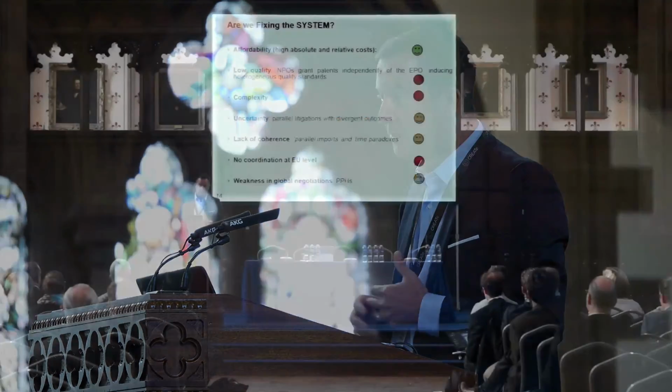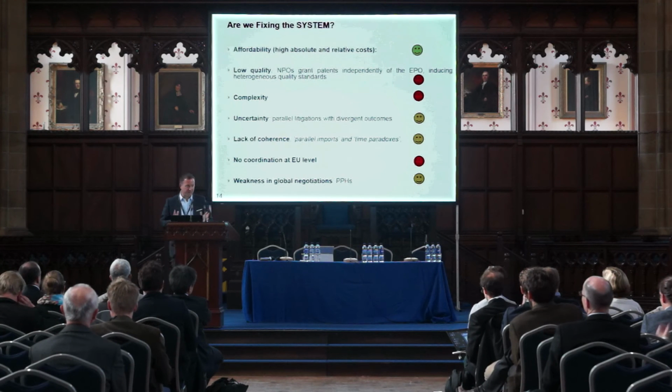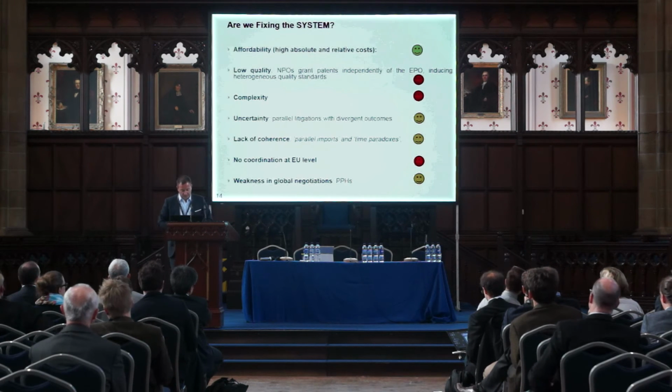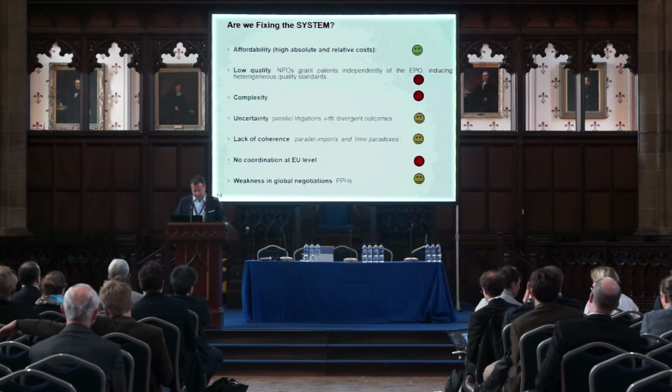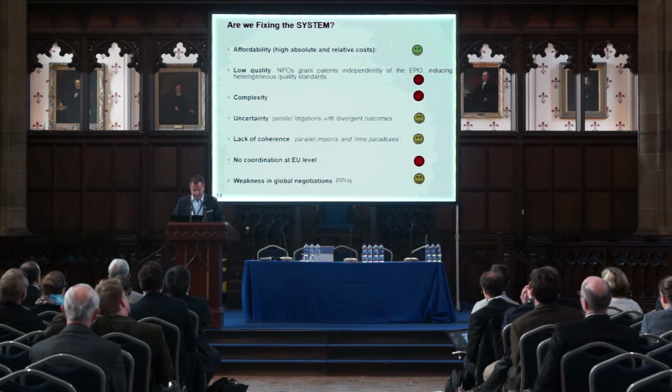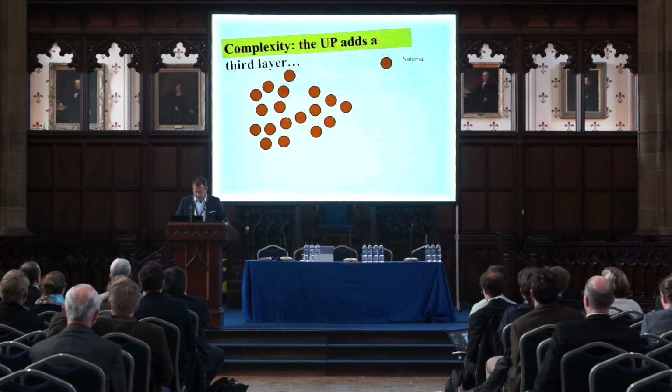Are we fixing the system? Affordability, certainly. Low quality, certainly not. As long as national patent offices can grant patent independently with the same legal validity in their own countries, we have a problem. They should stop granting patent. They can do search, examination, advice, but granting is a problem. Complexity, we don't solve it. Bronwyn just said it. Uncertainty, parallel litigation, we partly solve it. Lack of coherence, partly. No coordination at EU level, no comment about that.